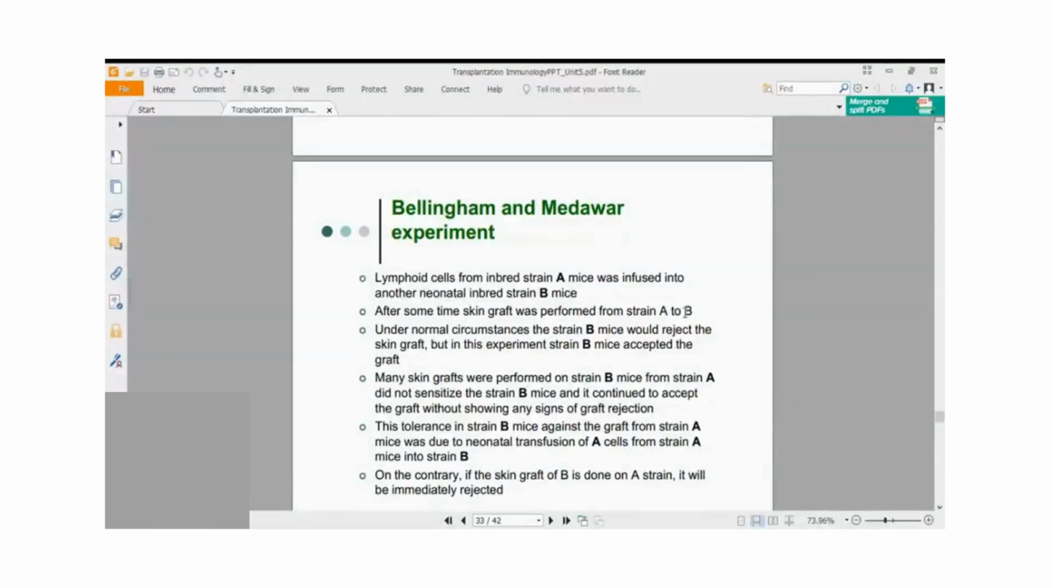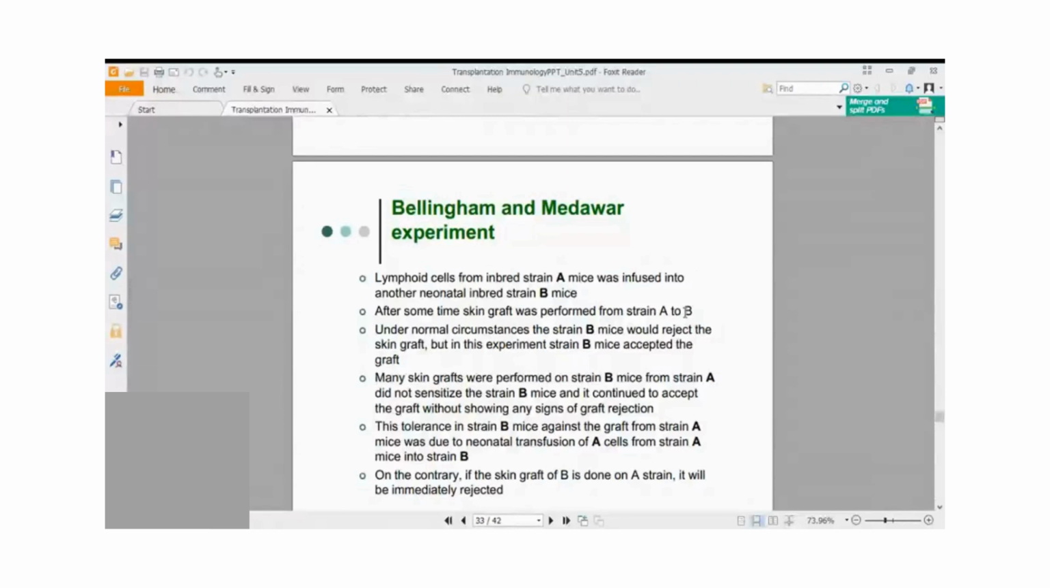But now you do a reverse graft. Because A strain was not exposed to the B. A was the donor. What you do is take the skin of the B mouse and graft it onto A strain. Since A is not exposed to the antigens of B strain, the A will not accept the graft. Okay, A will not accept the graft. It will completely reject it.